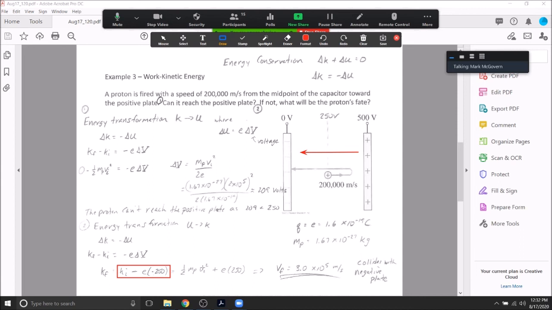So then we just plug our numbers in here, and we get that it goes actually 50% faster, right? 3 times 10 to the 5th, which is only 0.1% the speed of light. Not too bad, right? So then we'll collide with the negative plate. Okie dokie. So that's how the energy is going to look there.